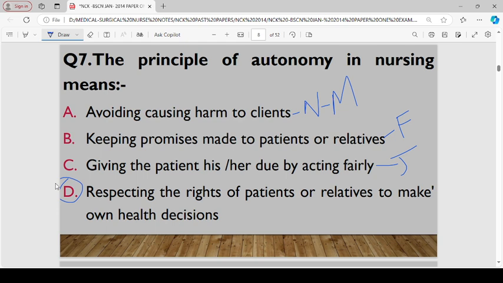But you can just confirm: respecting the rights of patients and relatives to make their own decision. Yeah, that one you have at least upheld the principle of autonomy, right? Autonomy. When you decide for them, that's when we talk of paternalism, right?